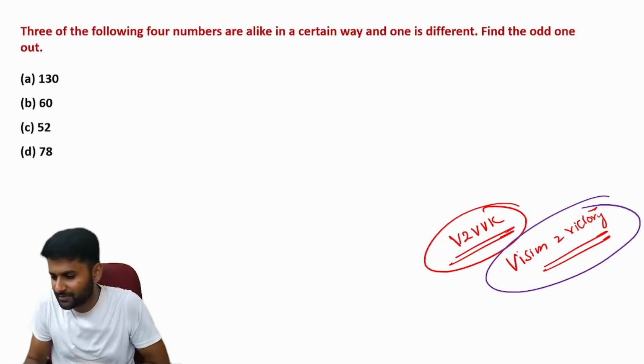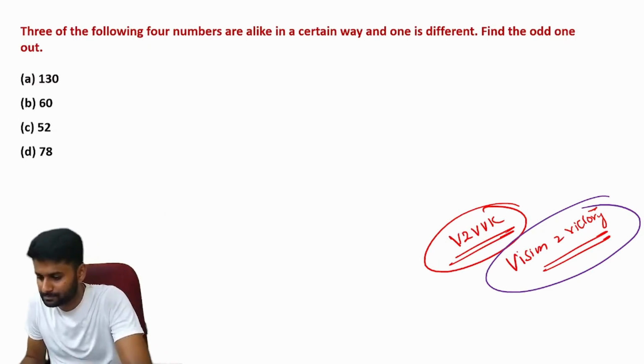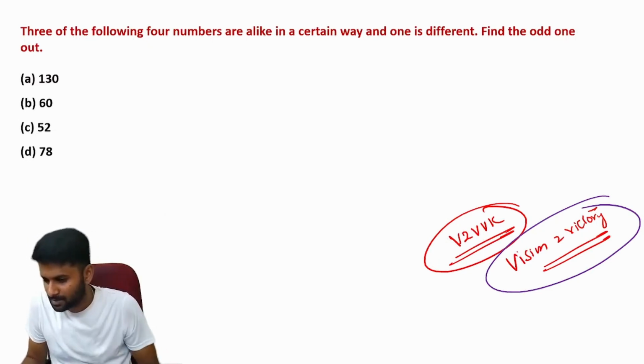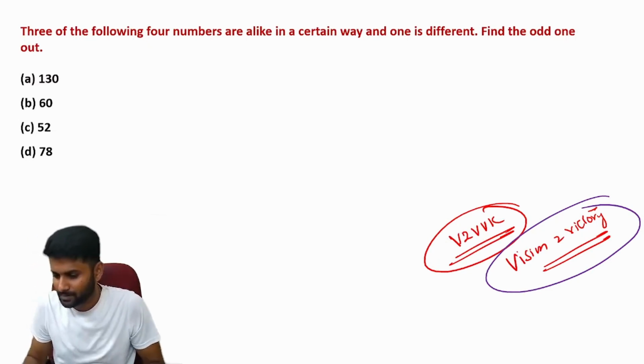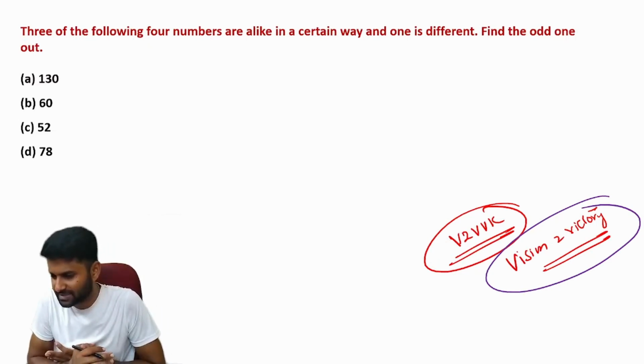So which one is completely different? Odd one out. Why is it 60? Look at the reason why 60 is the odd one out.